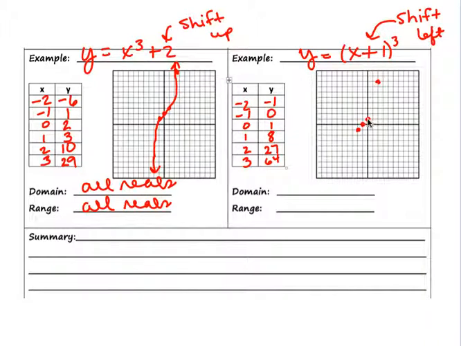So do you see how it's just shifted to the left? So it's the same graph as y equals x cubed. It's just everything is moved over 1. And this is what your graph is going to look like. And again, the domain is all reals. So for your summary, you would put that the domain and range would be all reals.